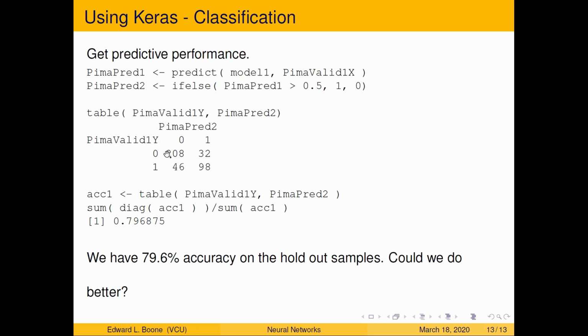you can see I did pretty well. I only have 32 misclassified one way and 46 misclassified another way. Not too bad. I can also get my accuracy rate, which is 79.6%.